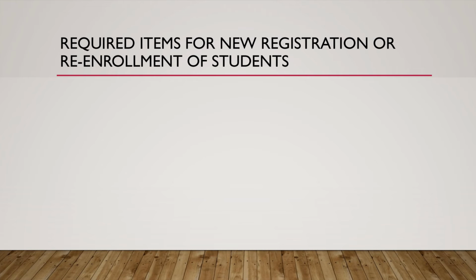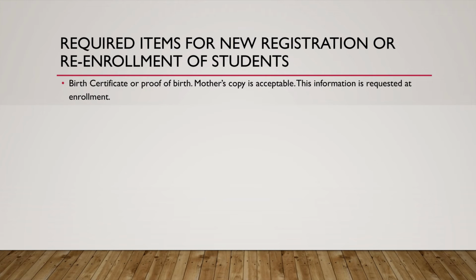And some required items for new registration or re-enrollment of students. We do require a birth certificate or proof of birth. Now understand that if you're re-enrolling, some of this information we will already have on file. As far as birth certificates are concerned, the mother's copy is acceptable. Now this information is requested at enrollment. We do prefer that you give us and provide us a social security card. We'll make a copy. This is not required, but it is preferred.